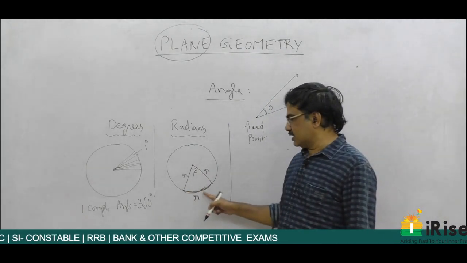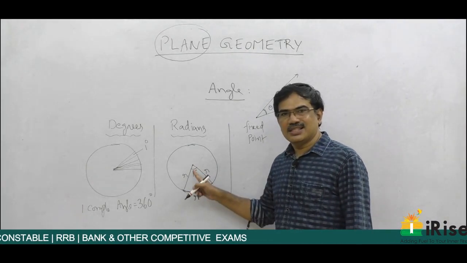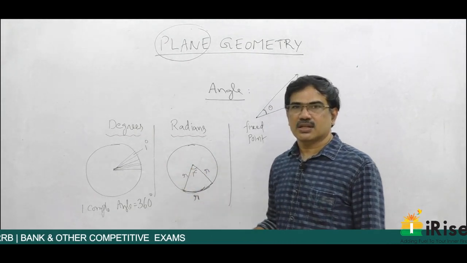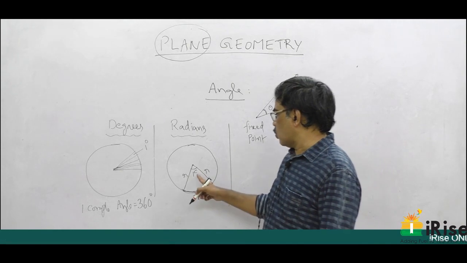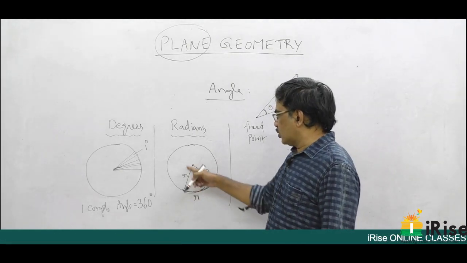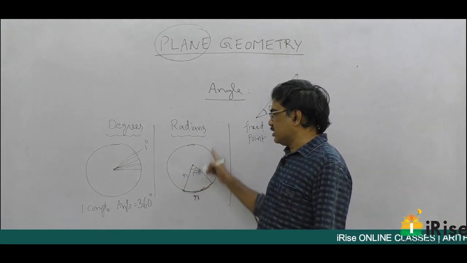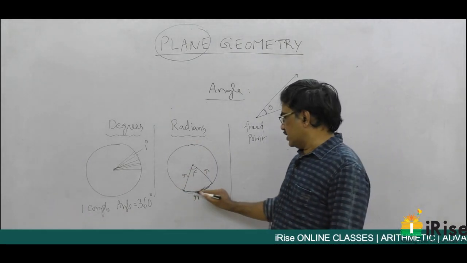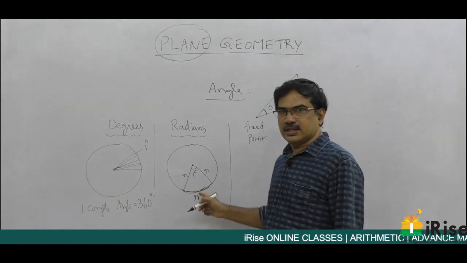The angle subtended by an arc at the center of the circle whose length is equal to the radius of the circle is called 1 radian. Then what is the total angle in terms of radians at the center of the circle? So if this is r, it makes 1 radian.